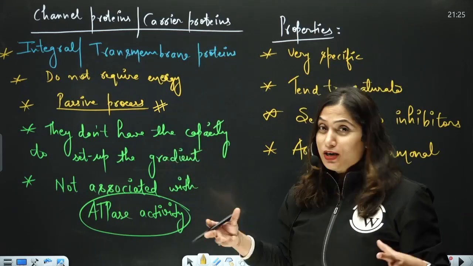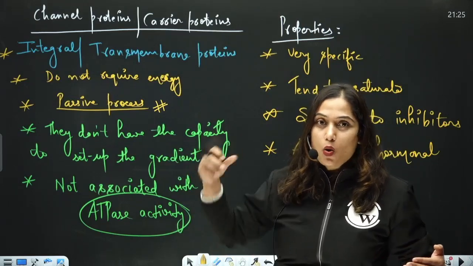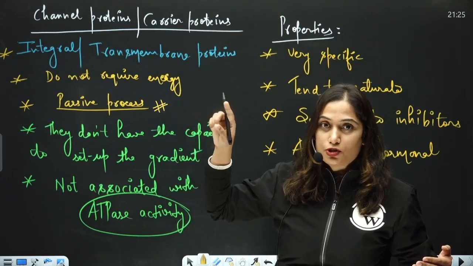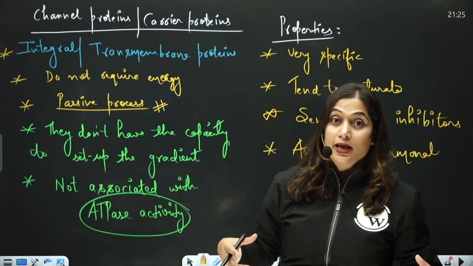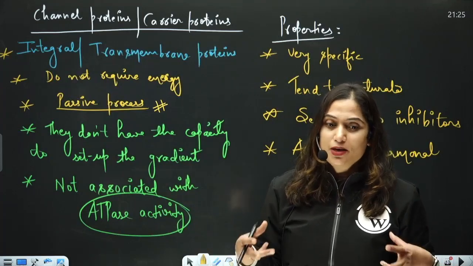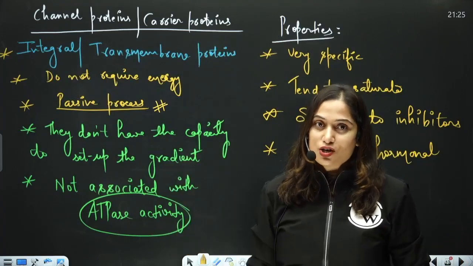And they do not have the capacity to set up the gradient. That means they can only do the work from high concentration to low concentration. They do not have the capacity to do it from low to high. They use only an already set up gradient, that is from high to low concentration.